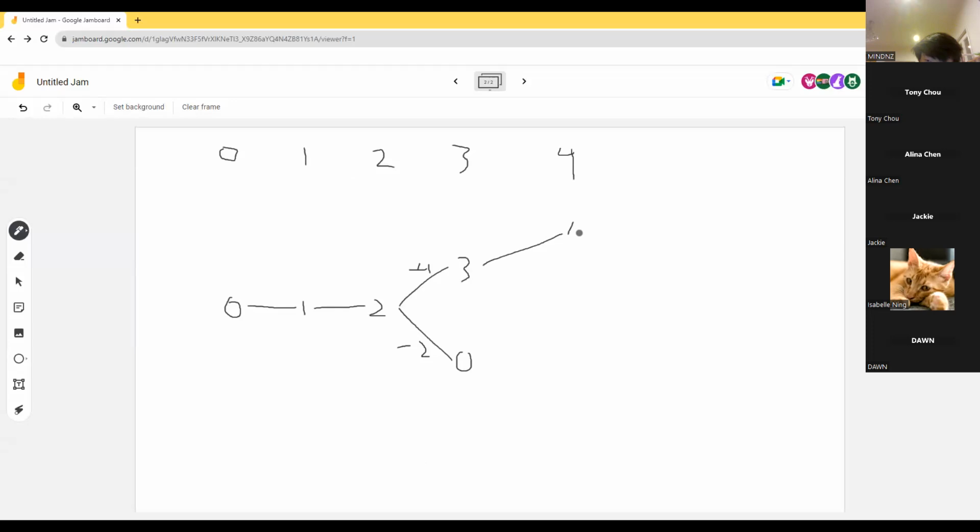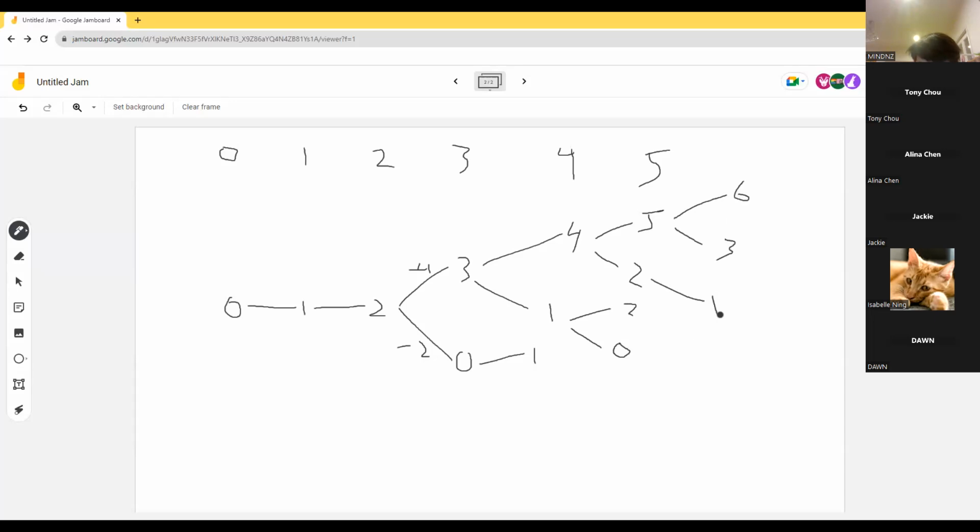After 4, we can have 4 or 1 or 1, so these two are the same. And then after 5, we can have 5, 2, 2, 0. And we can have 6, 3, 1. No, 0. Right, and then this is also 3, and then, yeah. Wait, hold on, okay. We cannot have 0 here.